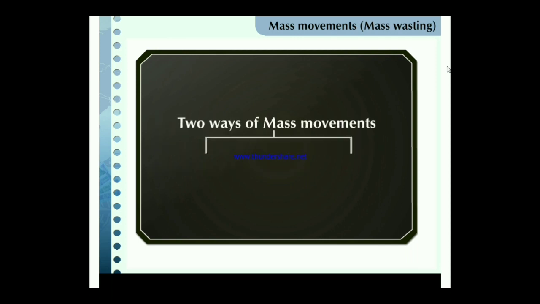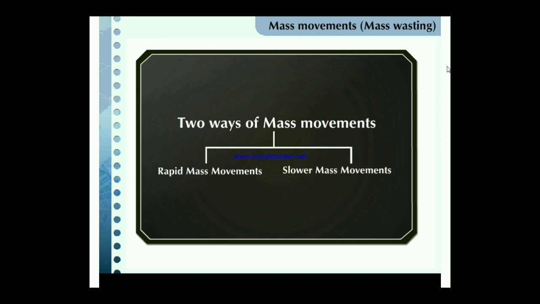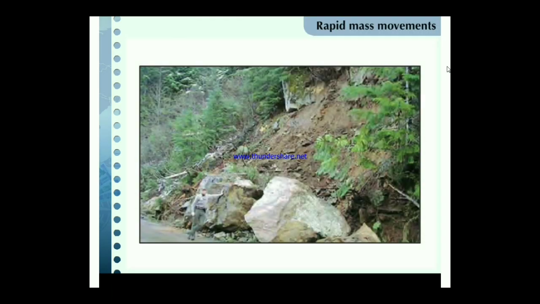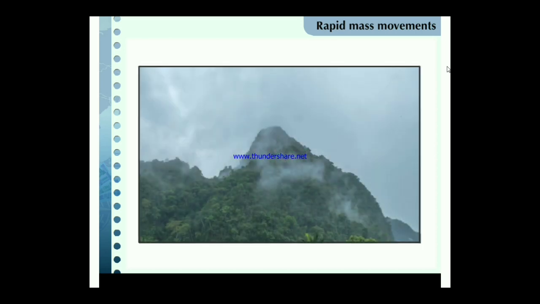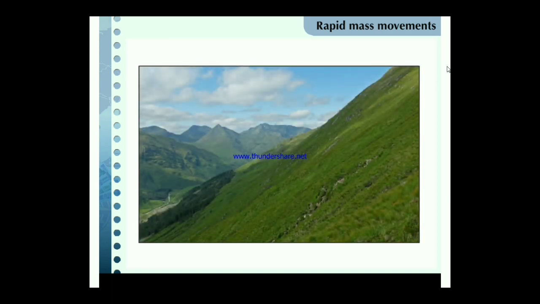Mass movements occur in two ways. It is rapid on steeper slopes, while it is slower on gentle slopes. Rapid mass movements. Rockfalls, landslides, land subsidence occur rapidly. Their effects are very destructive. The probability of these events is more in the regions having humid climates and steeper slopes.